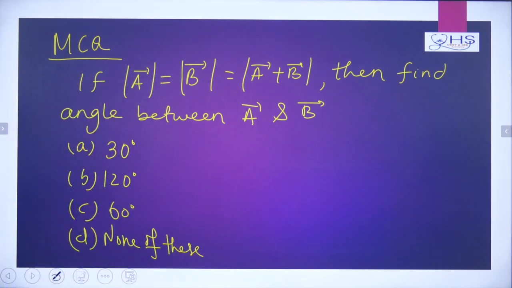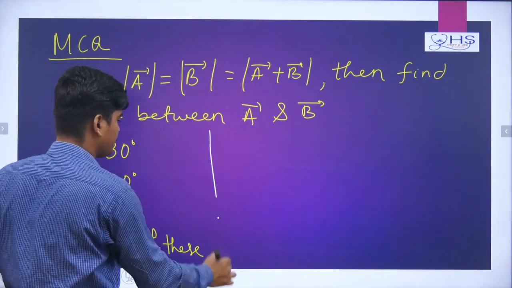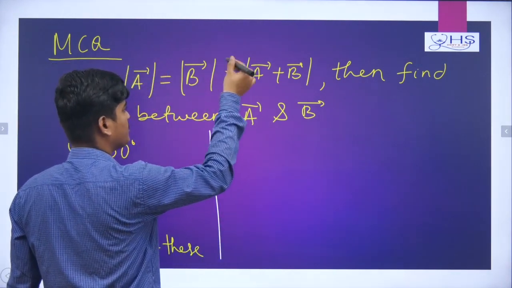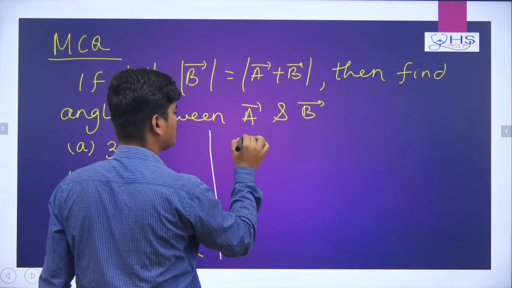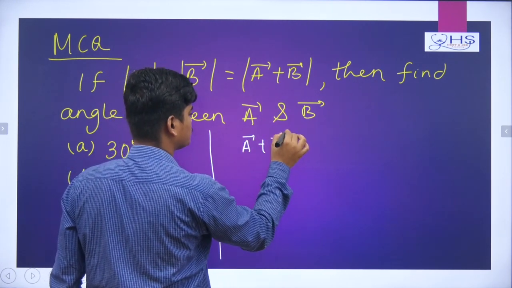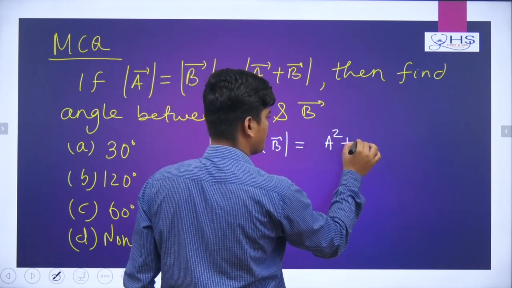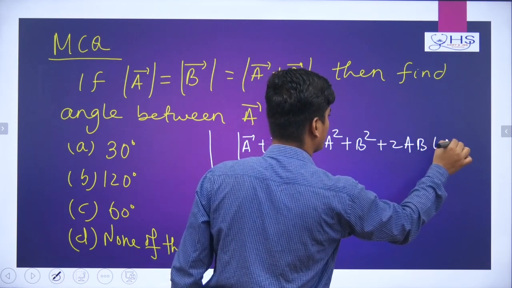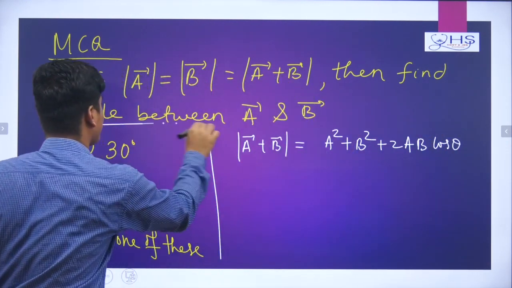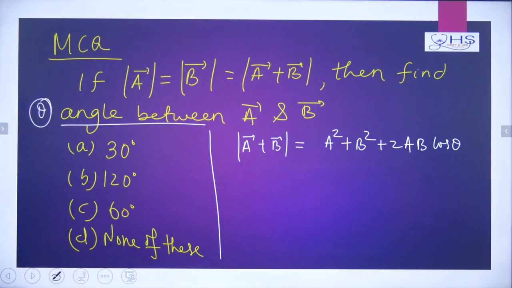Now A vector magnitude and B vector magnitude are equal to the magnitude of A vector plus B vector, then find the angle between A and B. Now see the solution here. First, write what is the magnitude of A vector plus B vector. It is root under A square plus B square plus 2AB cos theta, where theta is the angle between A vector and B vector.